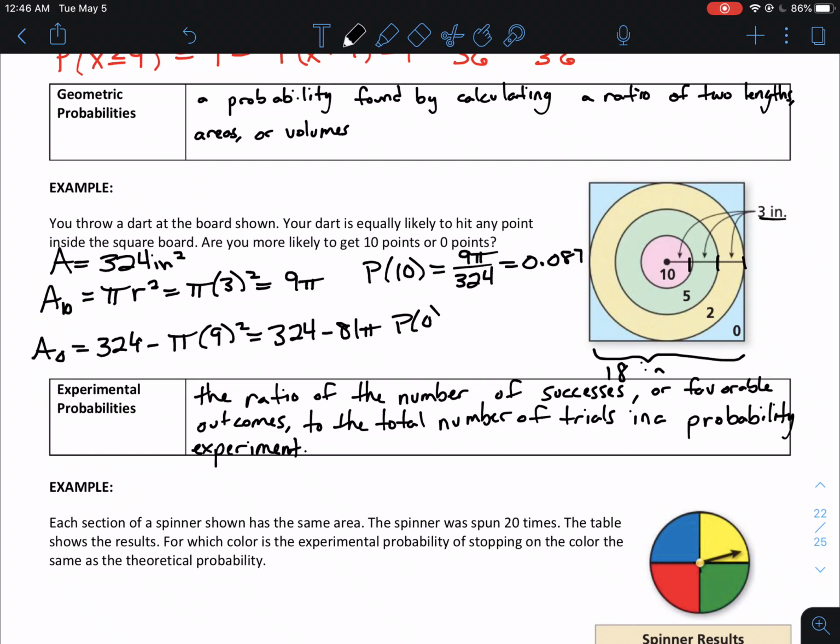Whereas the probability of getting 0, we're going to take 324 minus 81 pi, divided by 324. Be careful with how you type that into your calculator. Maybe consider doing it in a couple of different steps. That gives a probability of 0.215. So which one is more likely? It looks like getting a 0 is more likely than getting a 10, which should make sense intuitively, but we need to show that mathematically as well.